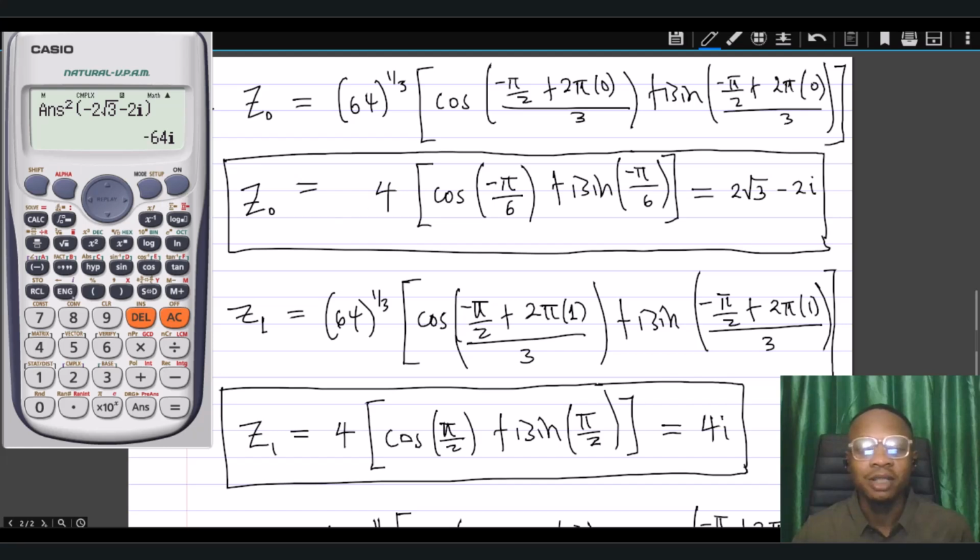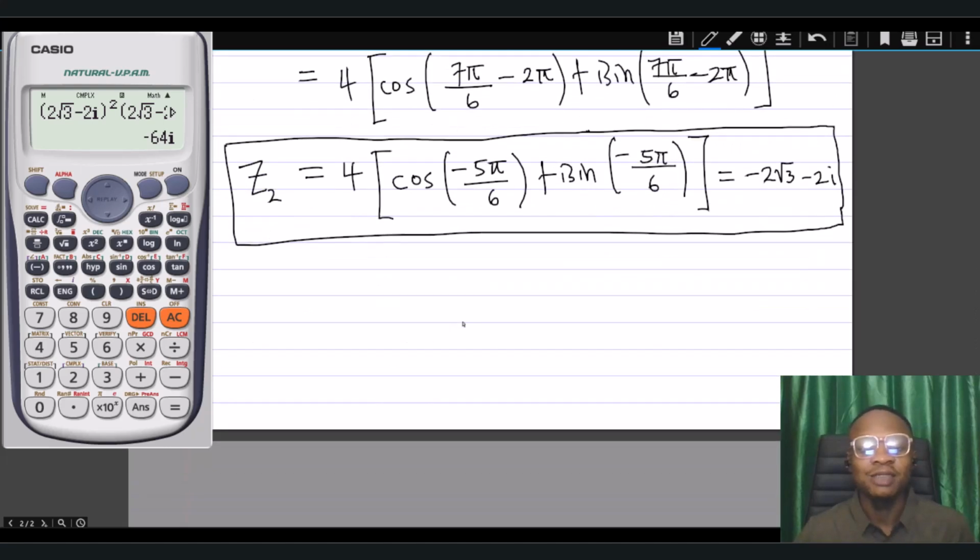And for this as well, we can do the same thing. We can have 2 root 3 minus 2i, 2 root 3 minus 2i, to the power of 2, and then multiply the result by 2 root 3 minus 2i again. Then close this off, and that is minus 64i as expected. So that is all for the solution to this first problem.